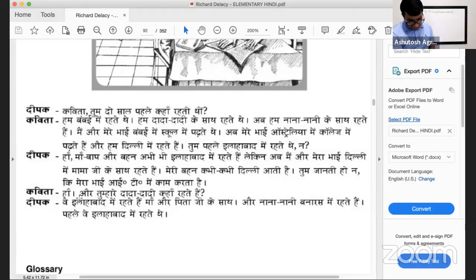Ha, aur tumhare dada dadi kahan rehte hain? Ve Allahabad mein rehte hain. Maa aur pitaji ke saath. Aur nana nani Banaras mein rehte hain. Pehle ve Allahabad mein rehte the.